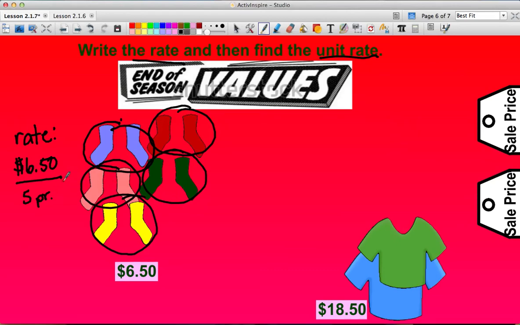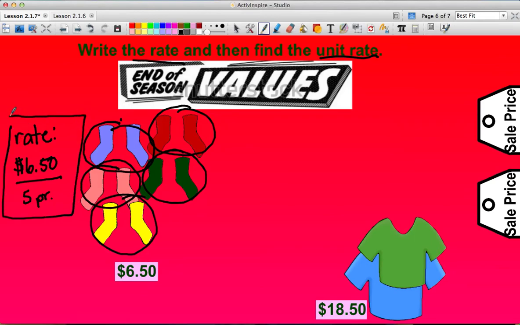Another way to help you remember that when you're working with money, it should go on top, you usually think of how much you get paid per hour. That helps me remember, oh yeah, money should come first, and it should come first typically with everything that we work with. All right, so now this is my rate.